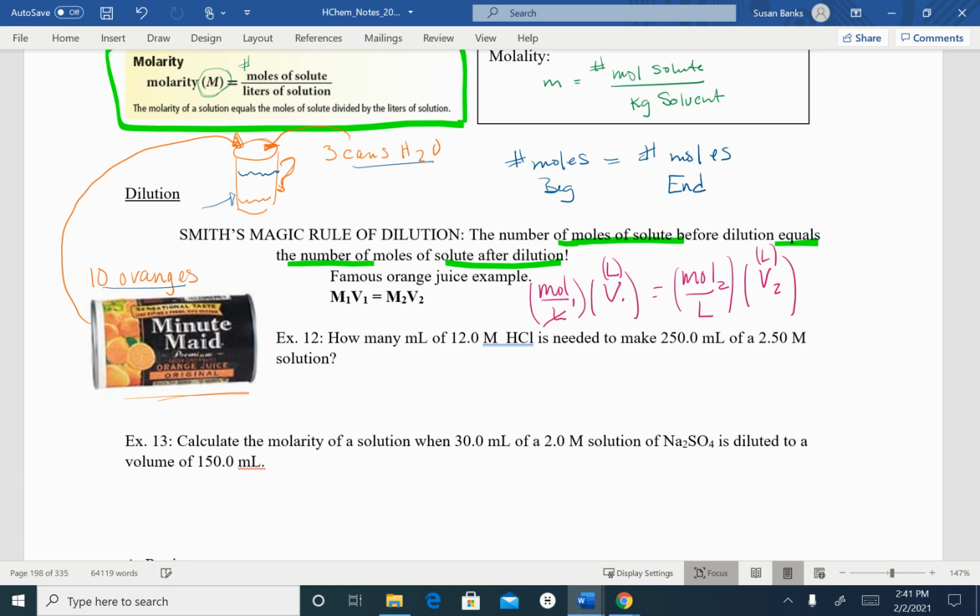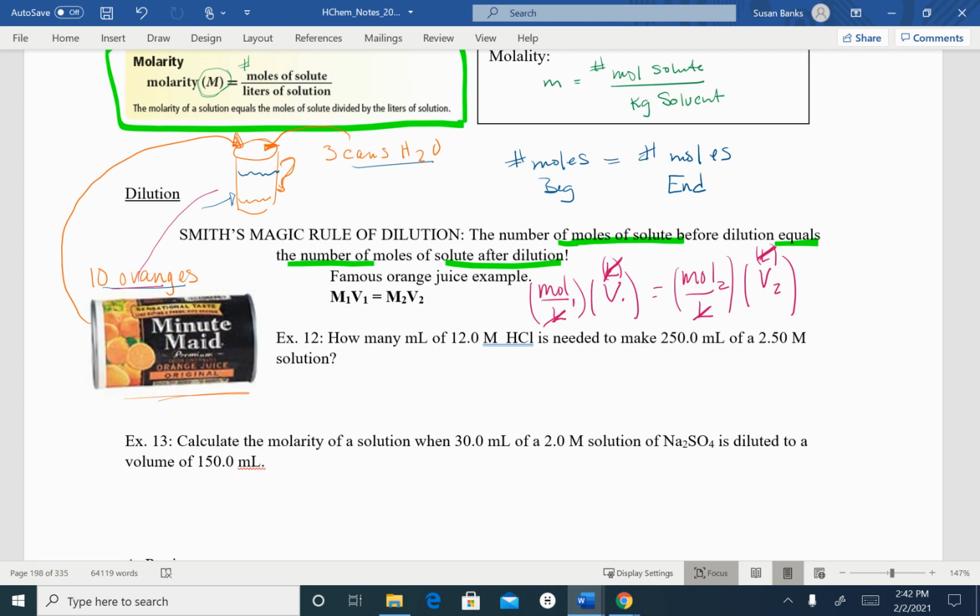So if I have liters like this, that's going to be canceling out, and liters, this will be canceling out. So moles is equal to moles, just like I still have 10 oranges in here. The number of moles that I begin with is going to be equal to the number of moles that I end with.